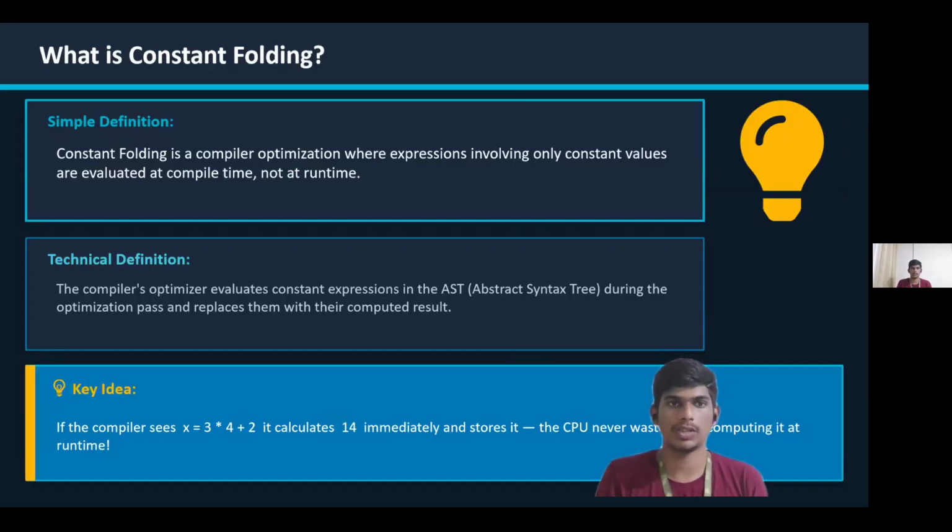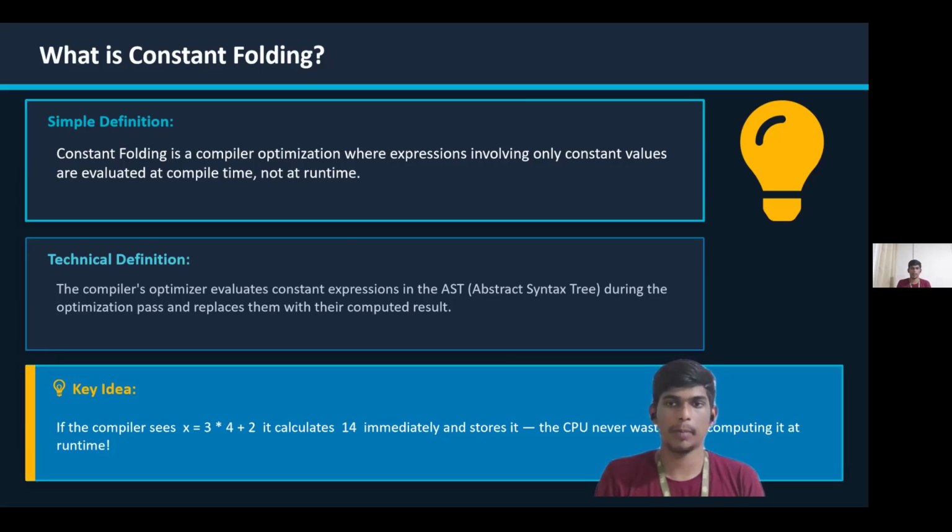Coming to what is constant folding. Constant folding is one of the code optimization techniques where expressions involving constant values, like arithmetic values such as 5 and 2.0, are evaluated at compile time itself, not at runtime. So the compiler optimization evaluates the constant expressions in the abstract syntax tree.